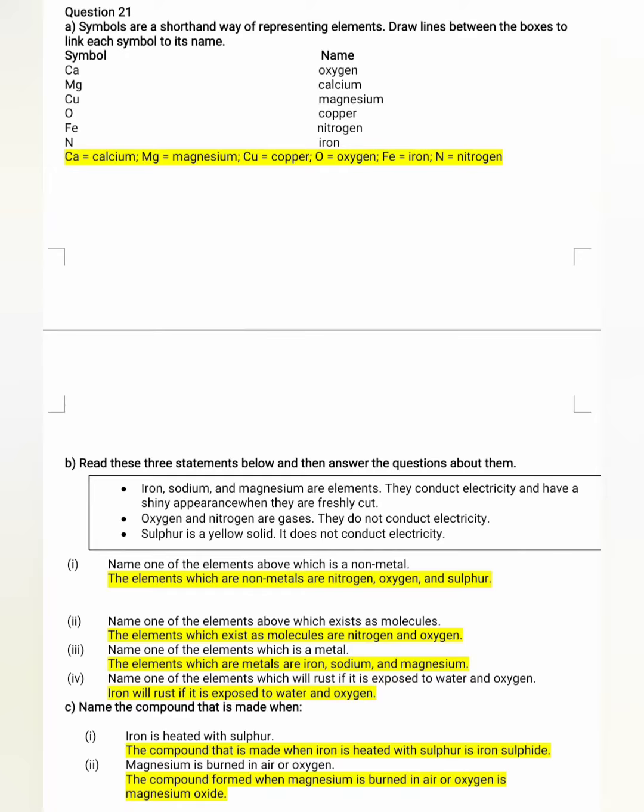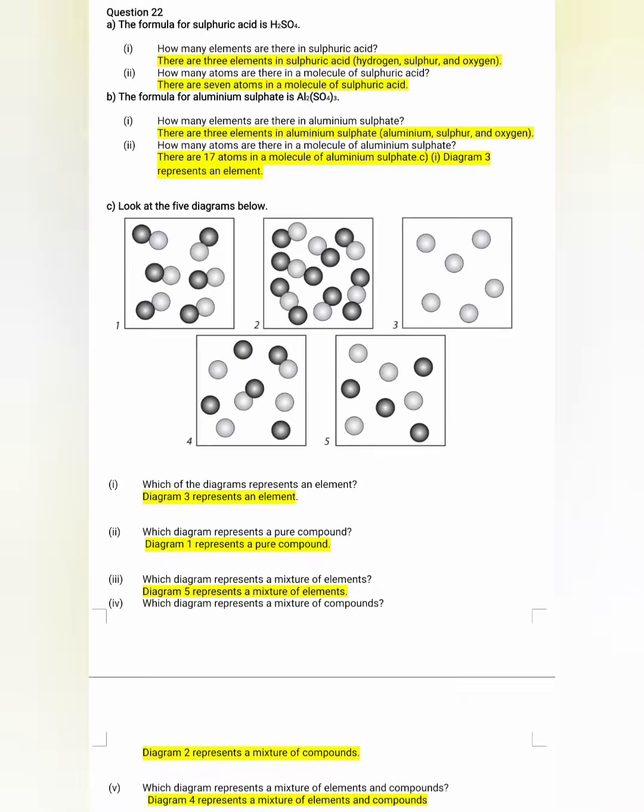Now question number 21 B part. Name one element which is a non-metal: nitrogen, oxygen, sulfur. Name an element that exists as a molecule: nitrogen and oxygen. Name an element which is a metal: sodium and magnesium. Name an element which rusts when it is exposed to water or oxygen. It is iron. 1C part, iron is heated with sulfur, iron sulfide will be formed. Magnesium is burned in air or oxygen, magnesium oxide will be formed.